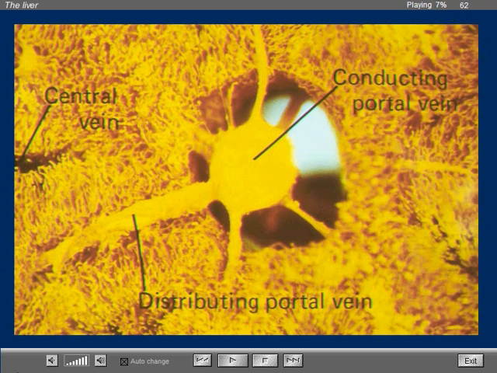This is a close-up of a small portal venule in the portal triad. The space surrounding it was digested and consists of connective tissue, the biliary radicals, and the termination of the hepatic artery. And from there on, blood penetrates the liver lobule.